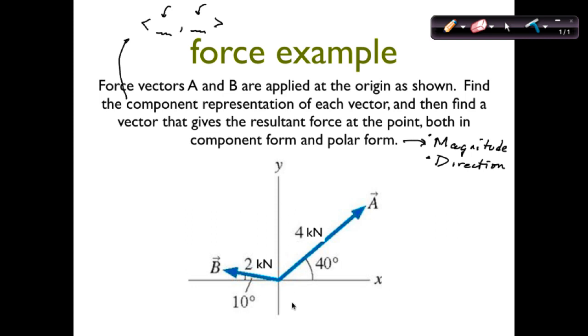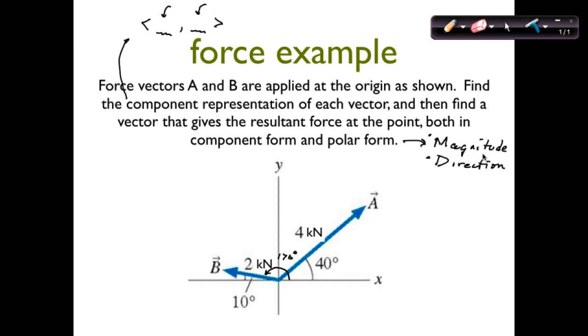And you could rewrite that as a standard trig angle. What would the standard trig angle be for that one? Again, swept counterclockwise from x. 170. So another way to express that vector b, instead of 10 degrees here, would be 170 degrees as a standard trig angle. So we're given polar form, and we want to find the resultant force both in polar form and component form.